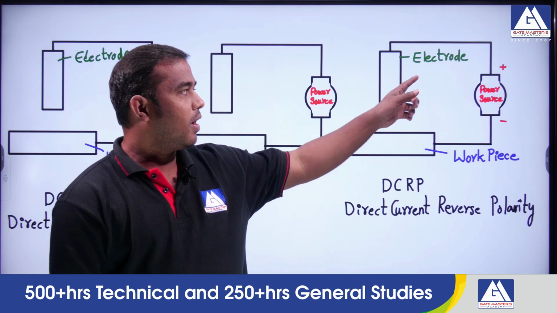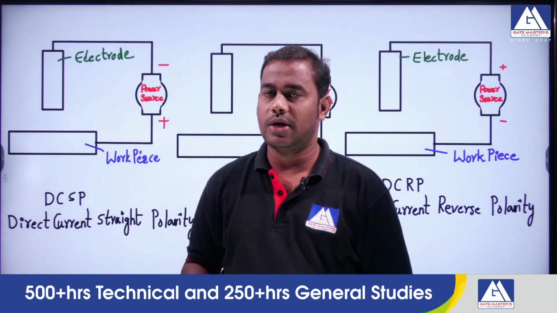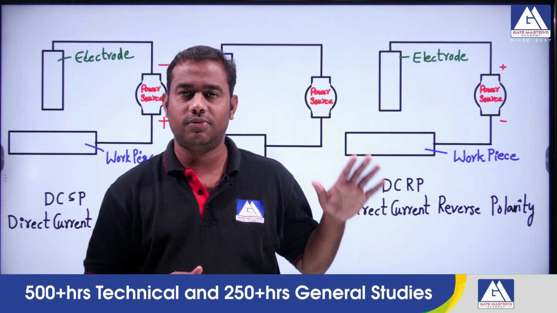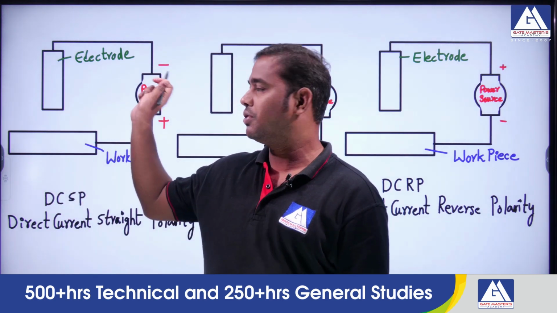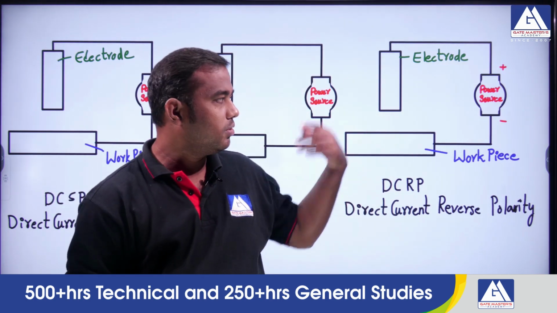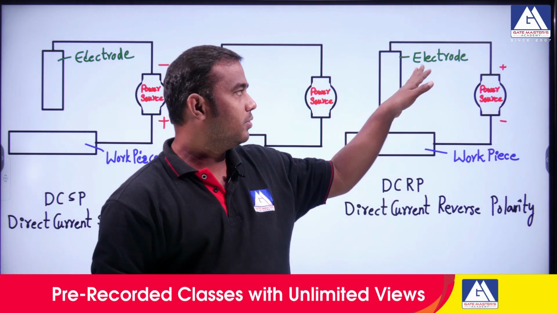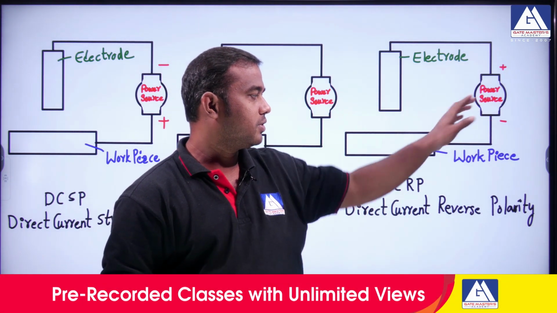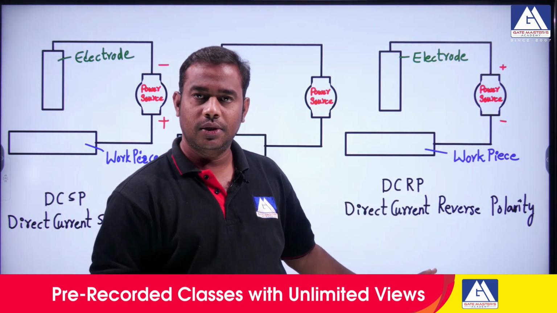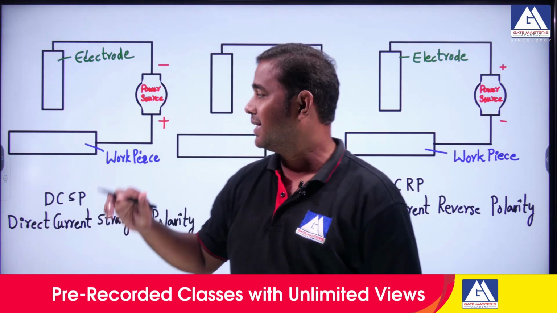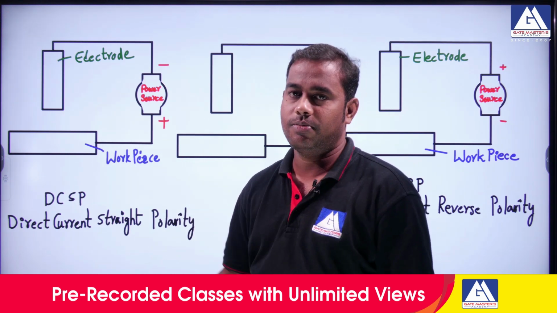Normally we give the electrode connection to the negative terminal, but we can give it to the positive terminal also, depending upon the case. If we give the electrode connection to the positive terminal, it is called direct current reverse polarity. This is called direct current straight polarity.